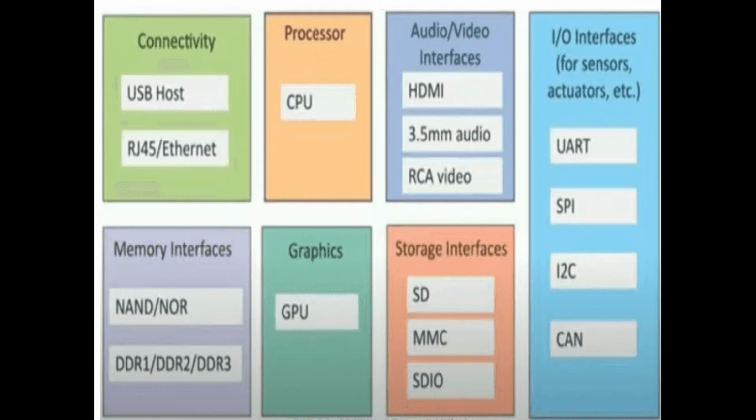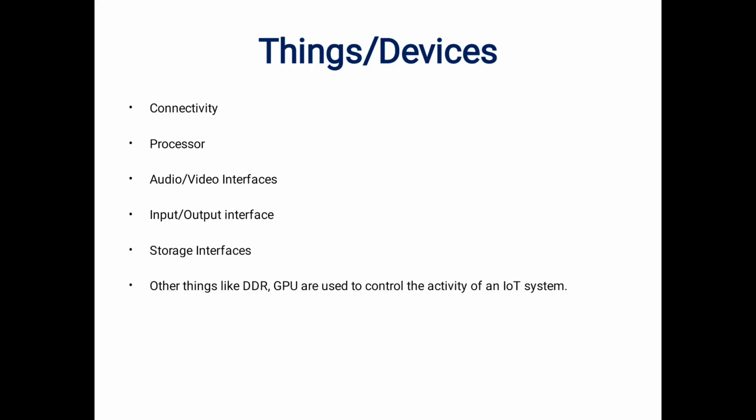And there are other things like DDR, that is the different RAMs, random access memories, the different versions of the RAMs, that is DDR1, DDR2, DDR3, and the GPU, the graphical processing unit, which is used to control the activity of an IoT system. So these are the different devices we use to build an IoT system.